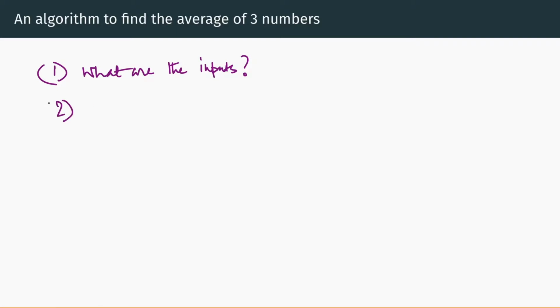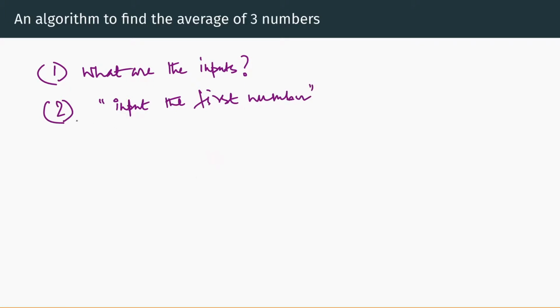The second question is, how do we take inputs? Imagine you have a computer. How do you take inputs? In terms of coding, we learn that in the next module, but right now all you can say is input the first number. When you are writing that algorithm, all you would say is input the first number, input the second number, and so on and so forth.